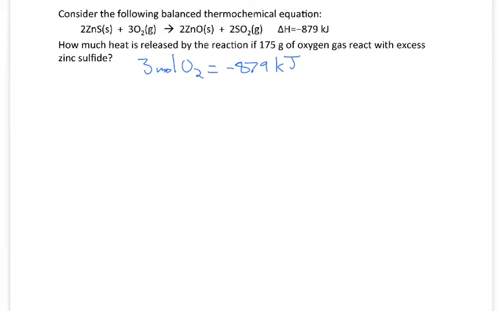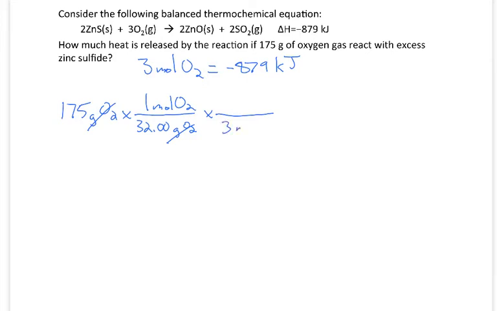So what this is going to look like is I start off with my 175 grams of O2. I'll divide by the molar mass. Molar mass of O2 is 32 grams per mole. All right, so at this point, I'll have converted my starting 175 grams of O2 into moles of O2. So now I'm going to use this conversion factor to go from moles of O2 to the heat that's produced.